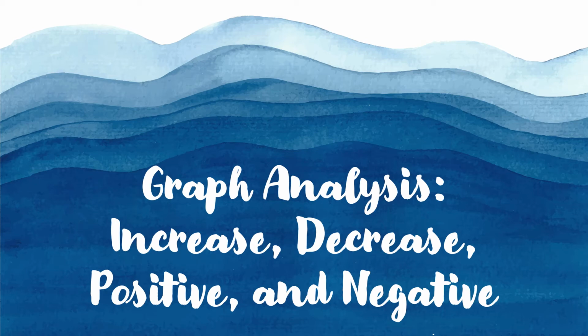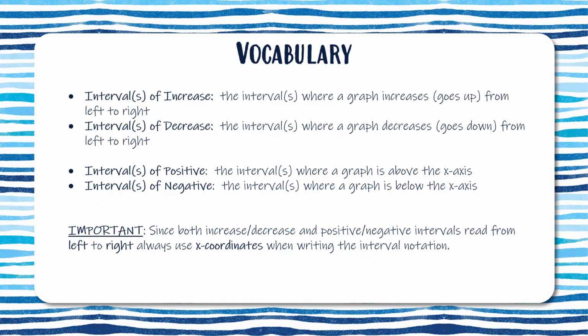Today we're going to look at how to write intervals of increase, decrease, positive, and negative for various graphs. So let's first talk about some vocabulary. You've heard the words increase, decrease, positive, and negative before. Those are words you're very familiar with, but students tend to get these confused. So this tends to be the most difficult for students until it clicks. And then once it clicks, it's not too bad.